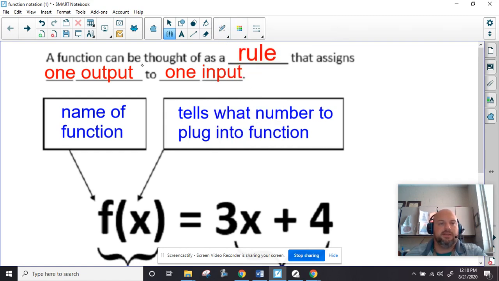All right, a function can be thought of as a rule that assigns one output to one input. And this is going to help us when we do domain and range a little bit later. Now this right here, this f of x, that's actually the name of the function. This means the function of x. And believe it or not, this is actually one of the earliest computer programs. What's in here tells us what number to plug into the function.